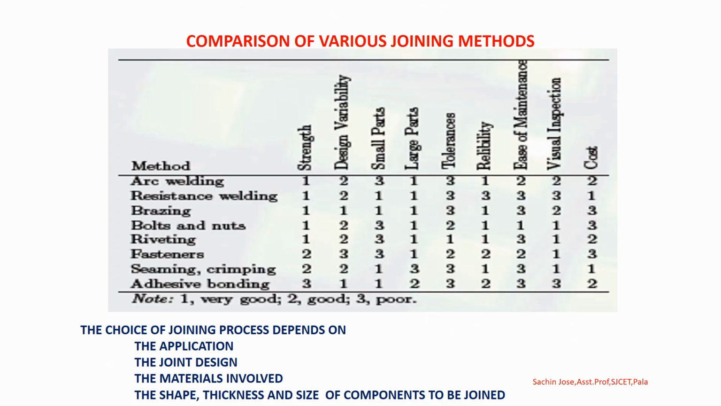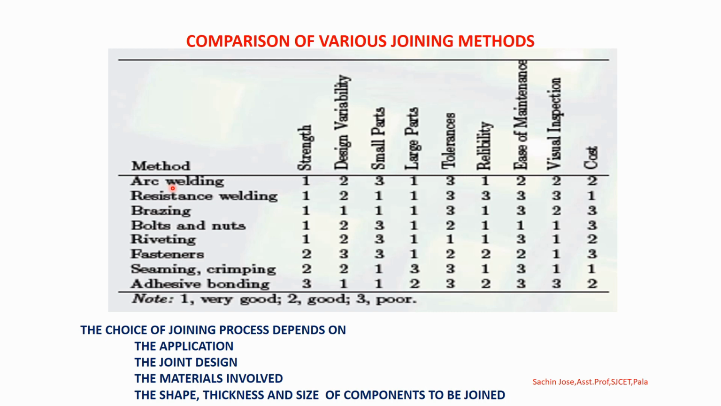Comparison of various joining processes. So you have seen in the last diagram quite a number of process classifications. So how do you compare them? You give an importance of 1, 2, and 3: very good, good, and poor.